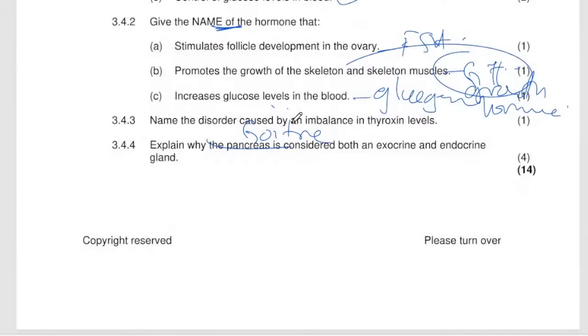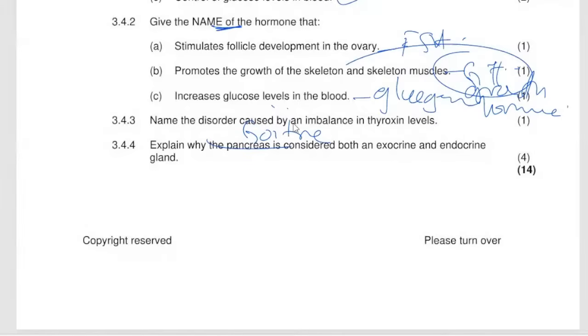Explain why the pancreas is considered both endocrine and exocrine. The pancreas is considered to be endocrine and exocrine because it can secrete the hormones and also can secrete the digestive what? The digestive juices. So the pancreas can secrete the digestive juice and can also secrete the hormones. That's why it's called both endocrine and exocrine.